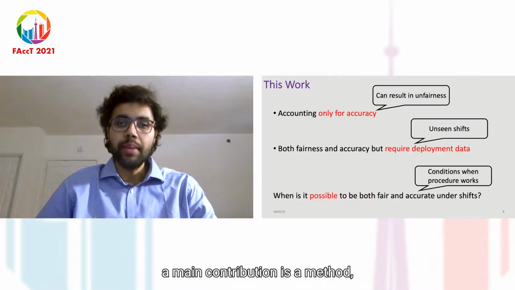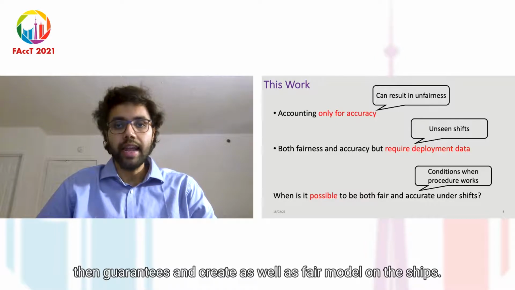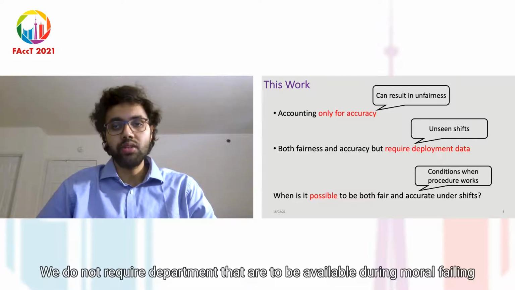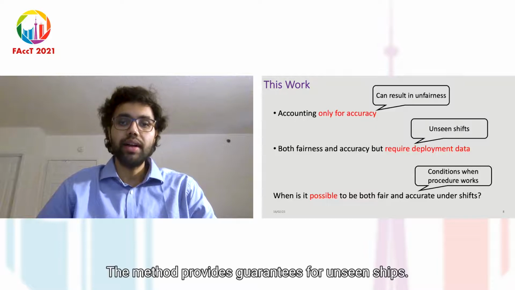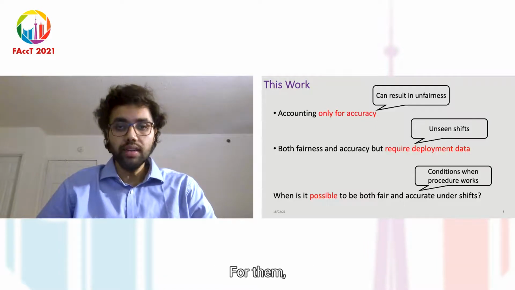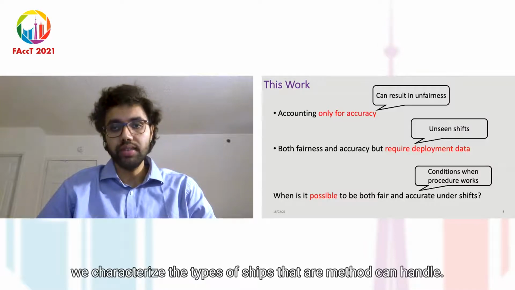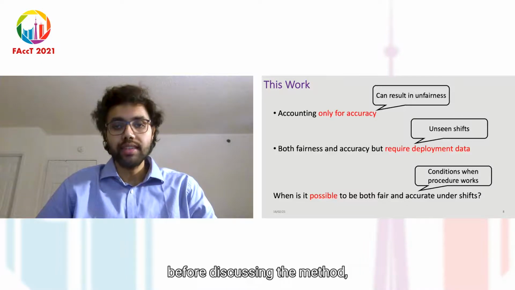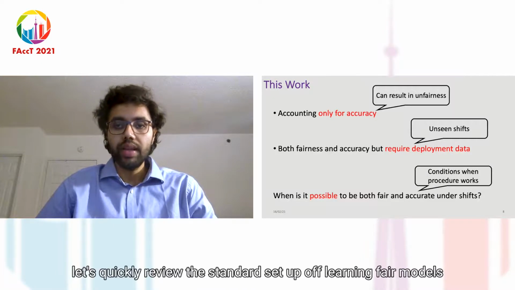Thus, our main contribution is a method that guarantees an accurate as well as fair model under shifts. We do not require deployment data to be available during model training. Thus, the method provides guarantees for unseen shifts. Further, we characterize the types of shifts that our method can handle. Now, before discussing the method, let's quickly review the standard setup of learning fair models.